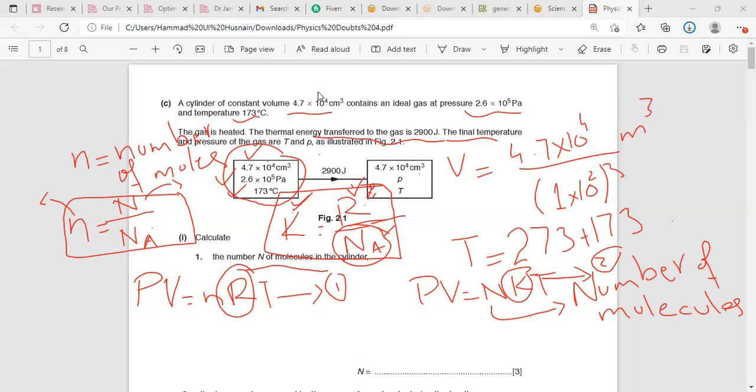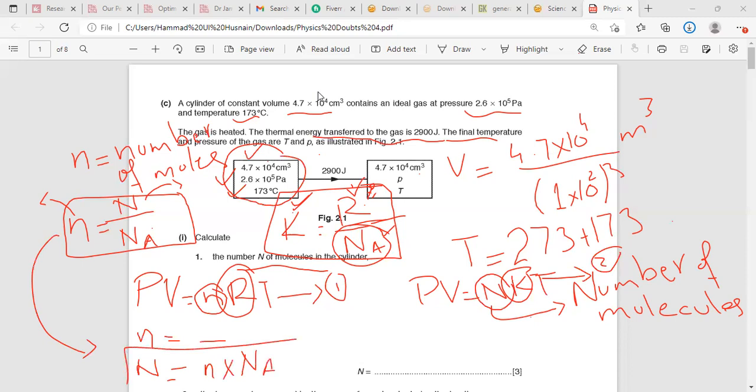But the second formula, which is PV is equal to NKT, is a more direct method, because in this we can directly find the number of molecules. If we use PV is equal to small nRT, then we will get the number of moles, and then we again use the formula of number of moles and multiply the number of moles with Avogadro's number to find the number of molecules, right? So we can use both, but the second formula is a more direct method.